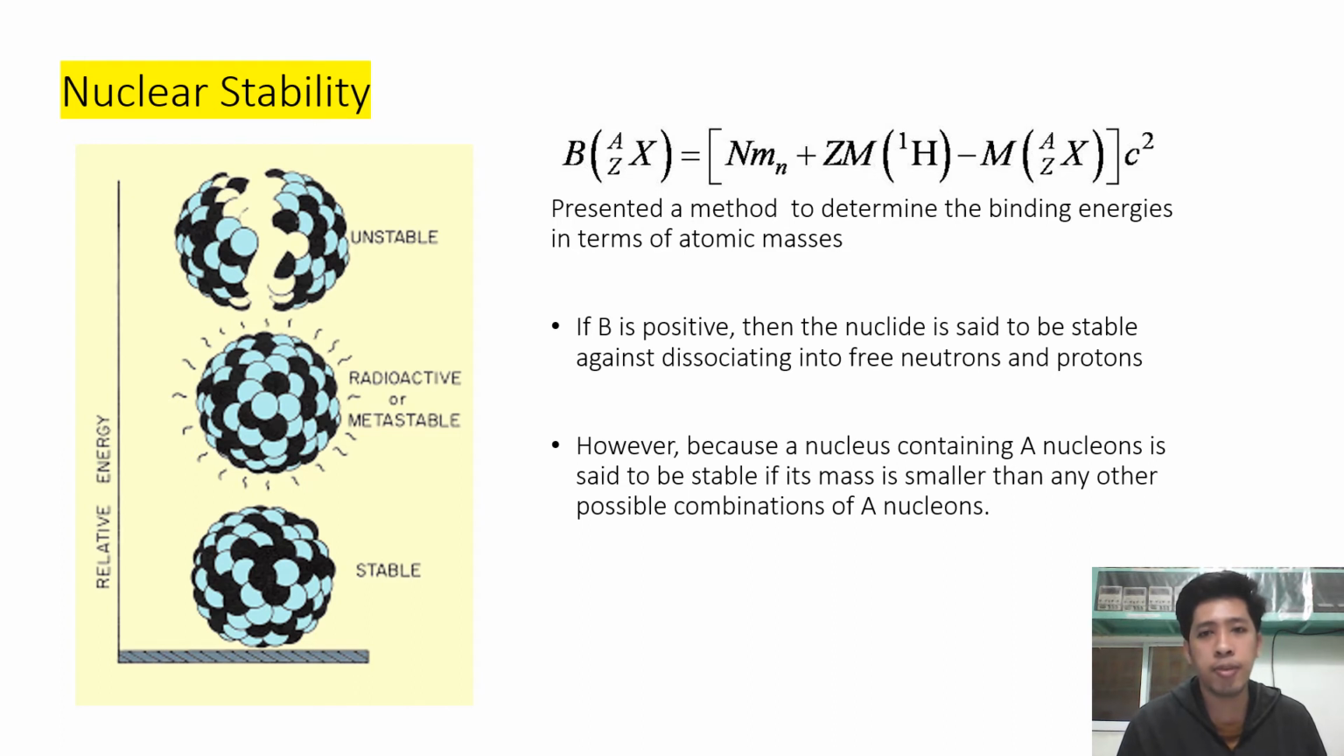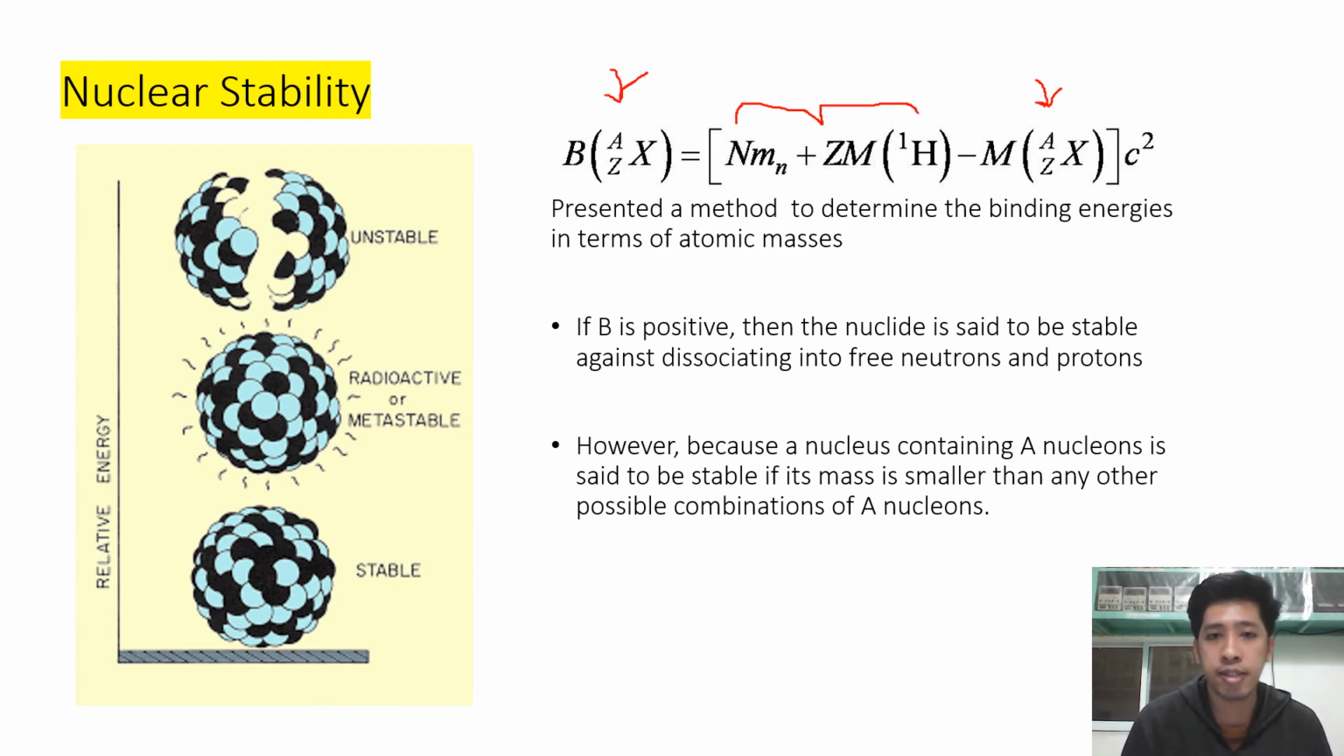And it can only be positive, however, if this one here is smaller compared to any possible combination of these two here. Because a nucleus is said to be stable if its mass is smaller than any other possible combination of nuclei. So that's the only way for this one to be positive.